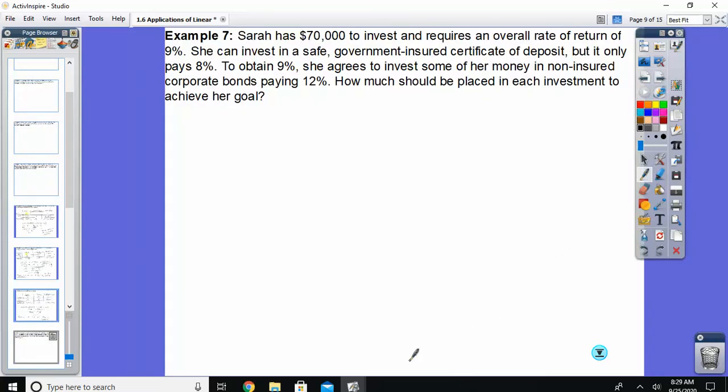This one is a little bit different. Sarah has $70,000 to invest and requires an overall rate of return of 9%. She can invest in a safe government-insured certificate of deposit, but it only pays 8%. To obtain 9%, she agrees to invest some of her money in non-insured corporate bonds paying 12%. How much should be placed in each investment to achieve her goal? All right.